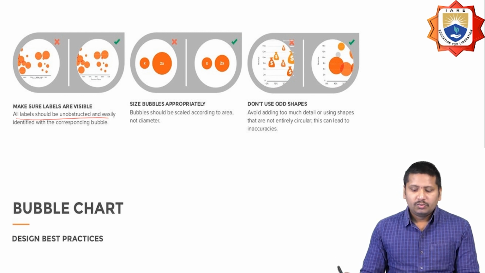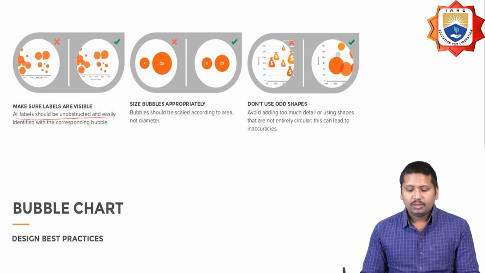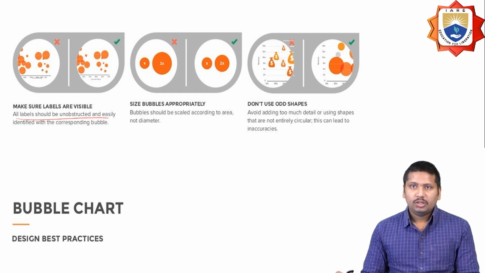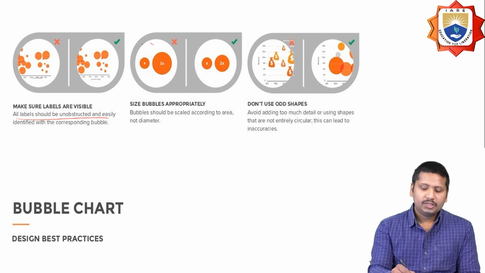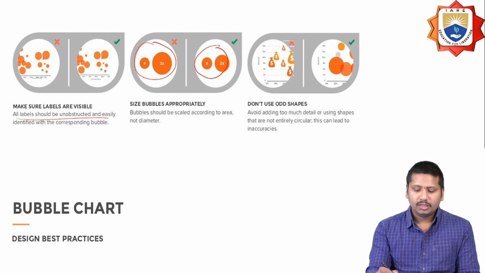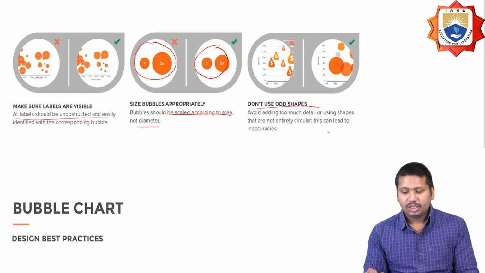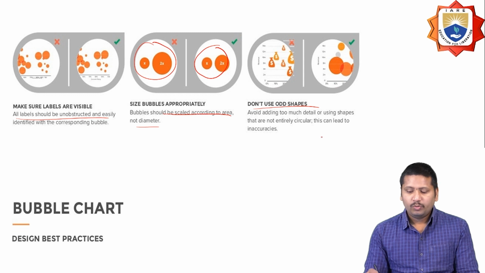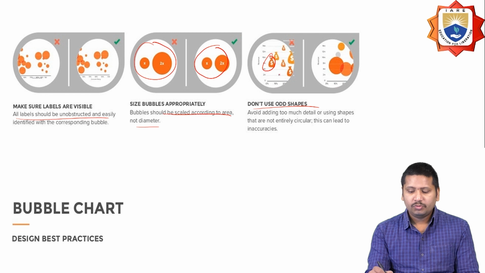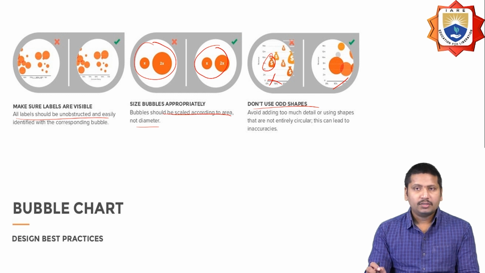Here the bubble sizes are appropriate. That means I can use 1x and 2x, and not a very big size, just a little bit of size. The bubble should be scaled according to the diameter. And don't use odd shapes. For example, if I'm going to show dollars, showing a dollar symbol as the shape is not preferable. It should all be good for the purpose. These are some of the design practices we have to follow.